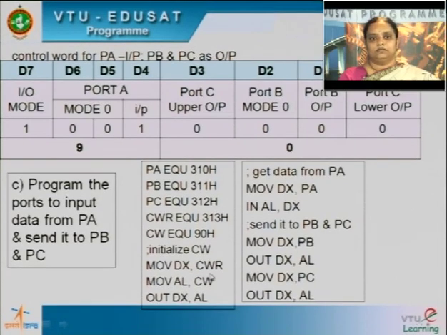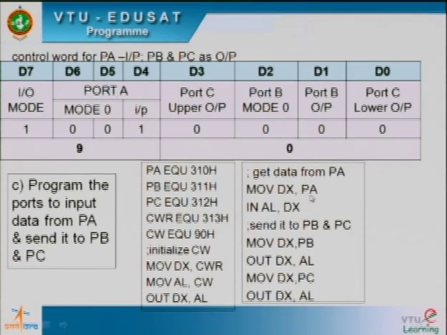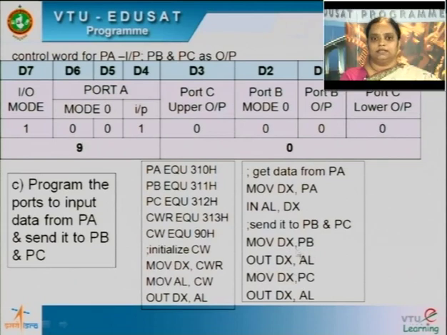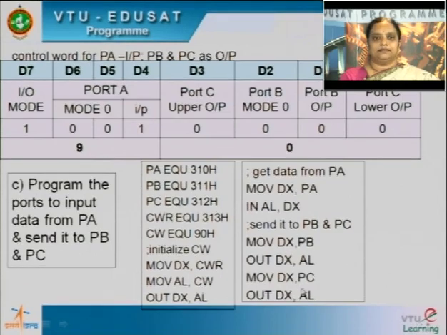Then DX with the control word register address, that is 313. Then the control word is 90. When we expand this, we got 90H. So that 90H is moved to AL, and from AL to DX. Get data from port A. So DX is with the port A address. IN AL comma DX, from DX the data is moved into AL, and that we have to send to port B and C. So just change DX to reflect the port B address, then an OUT instruction. The AL is from the port A contents, that's moved to port B. Again change DX to reflect the port C address and send the same data.